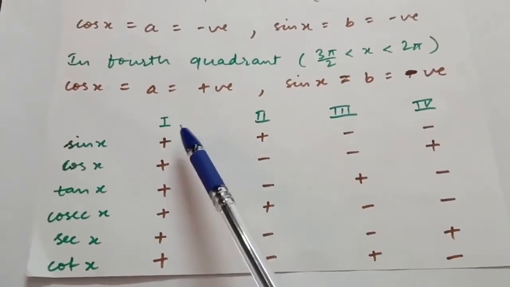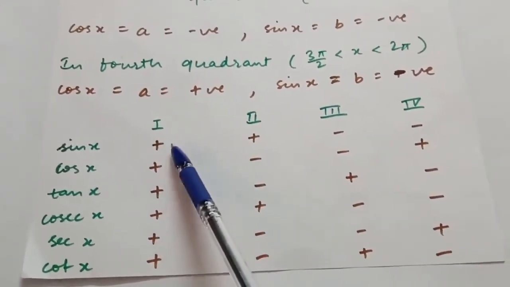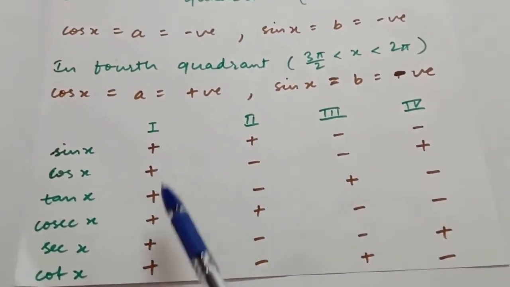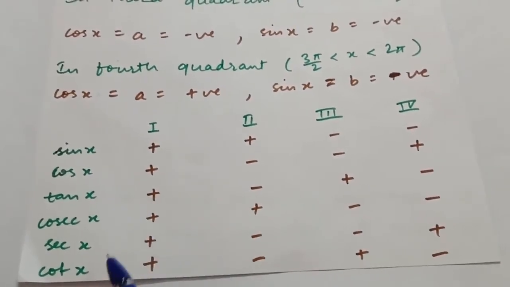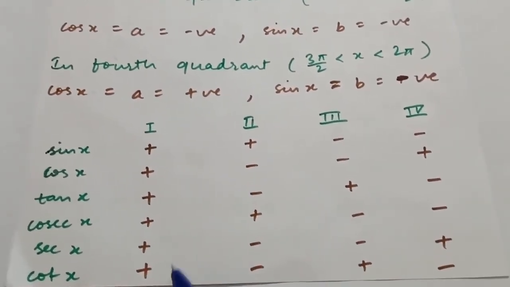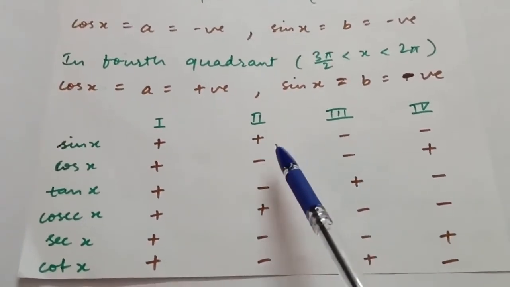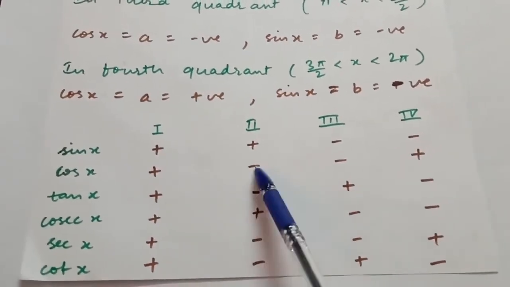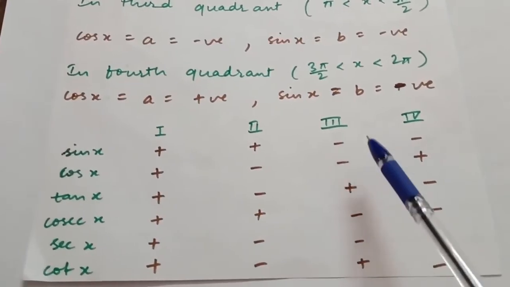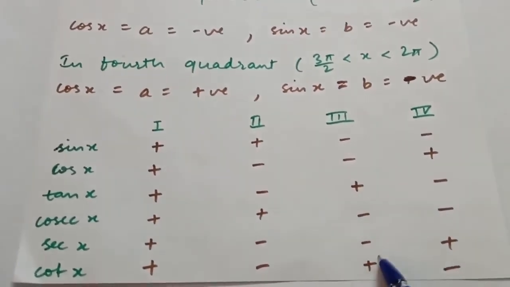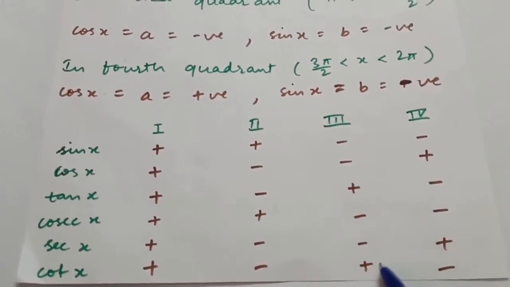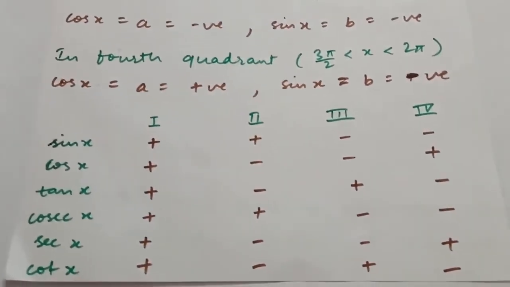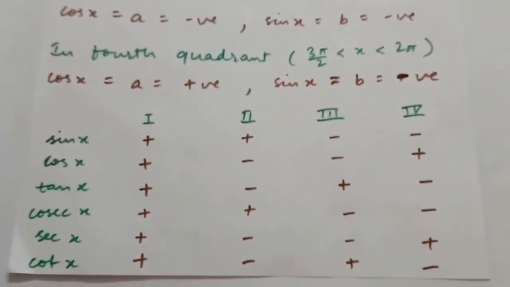So you can summarize this for all trigonometric functions for the first, second, third and fourth quadrants. In the first quadrant sine and cos are positive. So sine by cos, that is tan, is also positive. Cosecant, the reciprocal of sine, will be positive. Secant will also be positive. Cot will also be positive, right? In second quadrant, sine and cosecant are only positive. Other functions are negative. In third quadrant, tangent and cot are the only positive trigonometric functions. And in fourth quadrant, cos and secant are the only positive trigonometric functions.